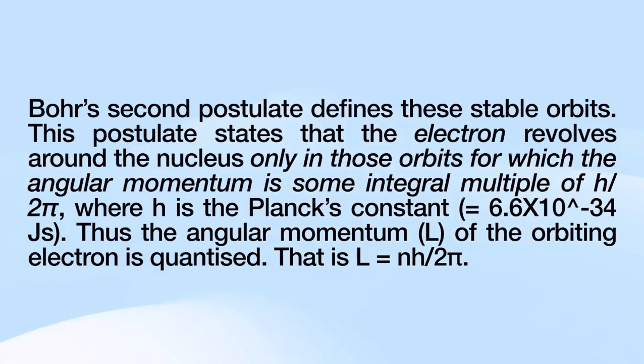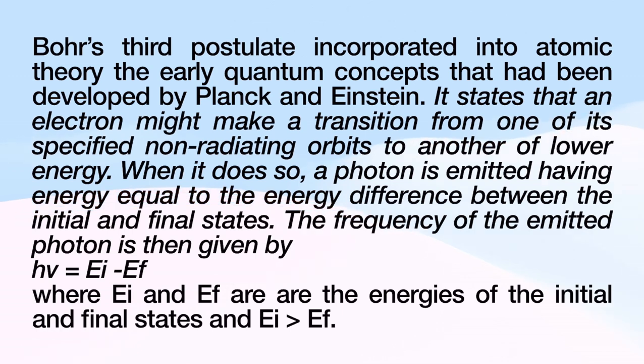L is equal to nh by 2 pi, where n is the number of the orbit, that is n is equal to 1, 2, 3, 4, etc. So, L is the angular momentum of an electron, that is equal to L is equal to nh by 2 pi. And now let's go for the third postulate. The third postulate goes like this.